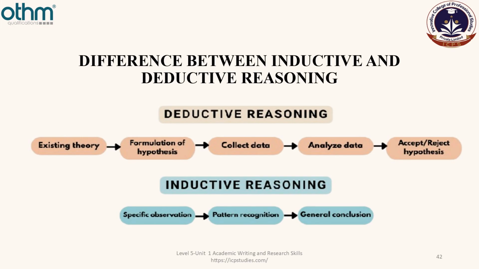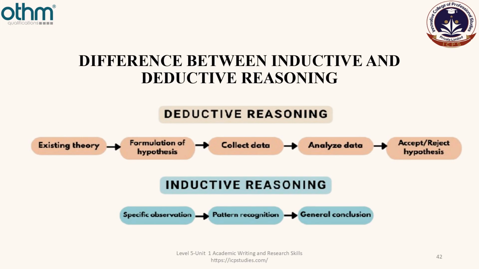So, in this picture, you can see the difference between inductive and deductive reasoning. So, what is deductive reasoning? The first step in deductive reasoning is that it is based on the existing theory. There is some theory that already exists, and you formulate your hypothesis based on that theory. So the first step is that a theory exists, and the second step is that you formulate a hypothesis based on that existing theory.